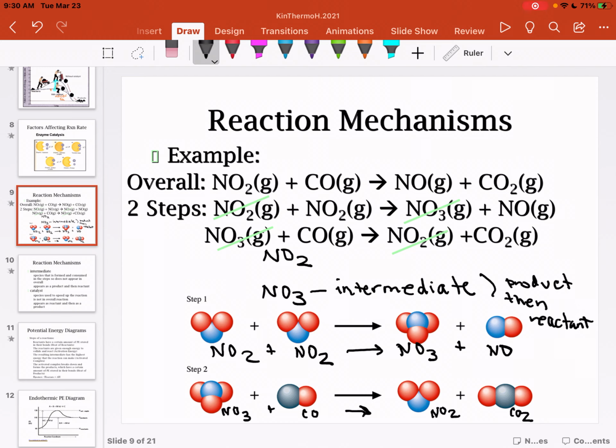Whereas now let's take a look at NO2. What I can see is that my NO2 cancels out, but in the early step, it was a reactant. And then in the later step, it is a product. So this is a catalyst.